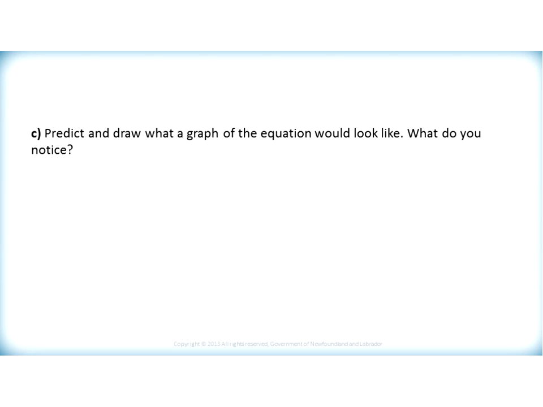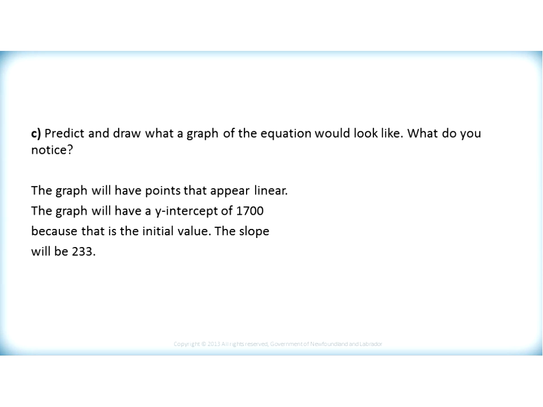So predict and draw what a graph of the equation would look like. And again, what do you notice? What we should notice is that the graph will have points that appear linear. And the graph will have a y-intercept, because we said our initial value is 1,700. We're going to have a y-intercept of 1,700. The slope, the amount she pays out every month, is $233.